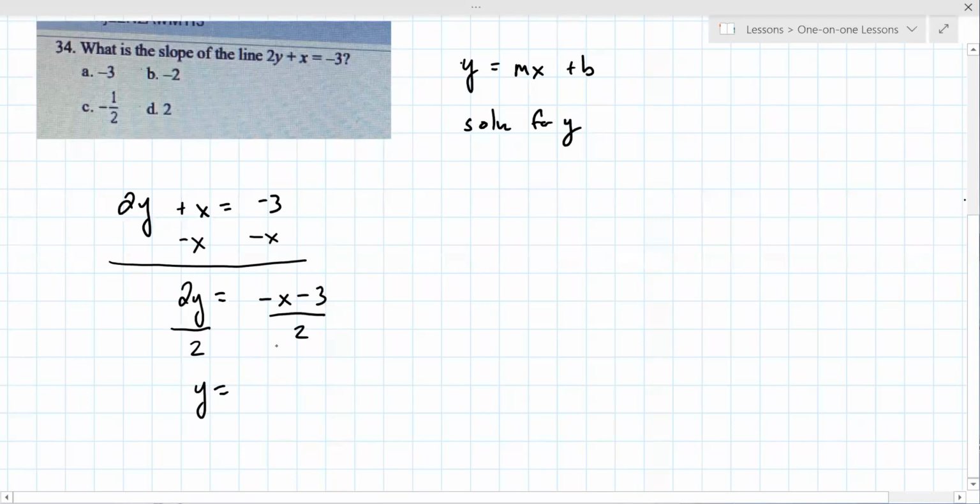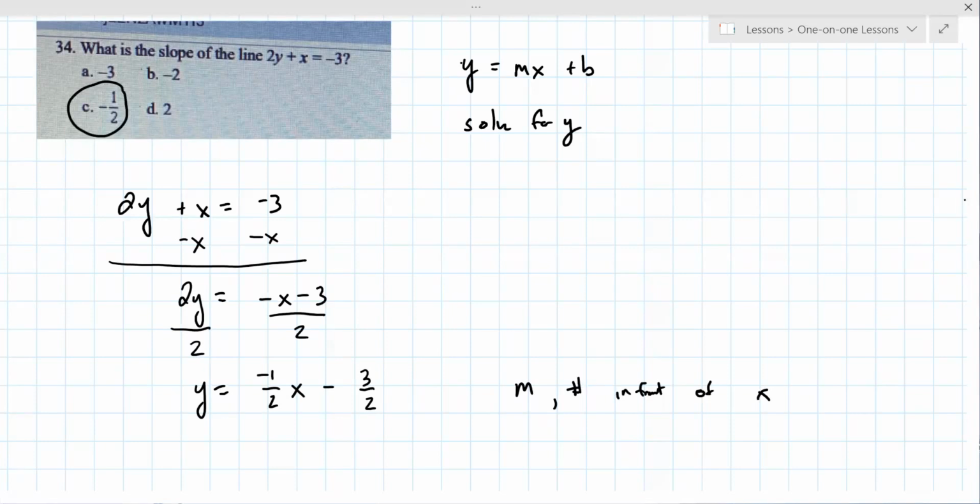And it's not a choice. You have to divide them both by 2. So it's -1/2 x minus 3/2. The slope is the number in front of x. So the slope here is -1/2. If you ever want a question like the one we're doing, just let me know, and I can make one up here on the fly if you'd like. If not, we'll just move to 35.